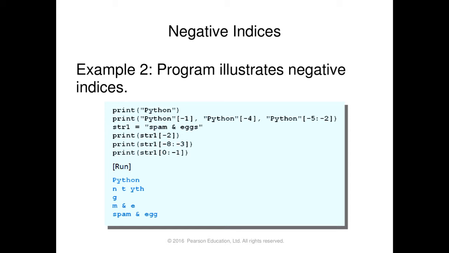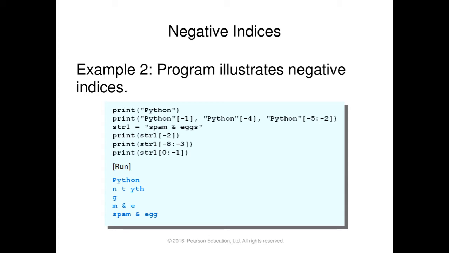And the second one is printing out index number -4 from the string literal Python. So the fourth last character of Python is the character T. And then the last one is printing out a substring starting from item number -5, ending with item number -2. So item number -5 is the character Y. Item number -2 is the character O. So we are printing out starting from character Y, ending with character O, without including character O. So that would result in printing out the substring YTH.